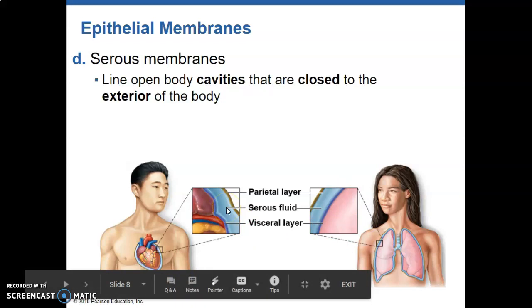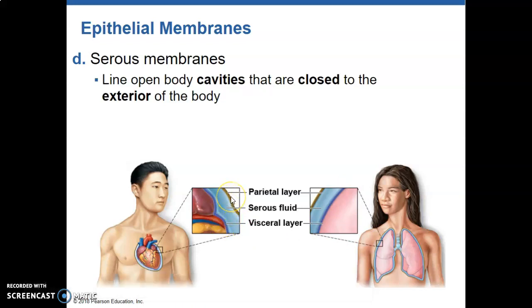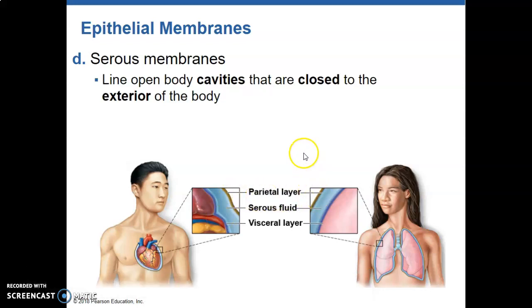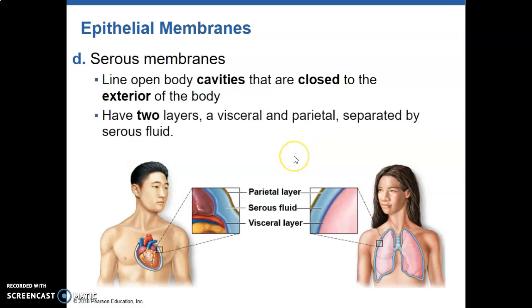Then you get a serous fluid that's in between the visceral layer and the parietal layer. The parietal layer is away from the surface of the organ. So remember, visceral means close to the surface of the organ, and parietal means away from the surface of the organ. So again, serous membranes, like we just discussed, they have two layers. There's a visceral layer and a parietal layer that's separated by serous fluid.